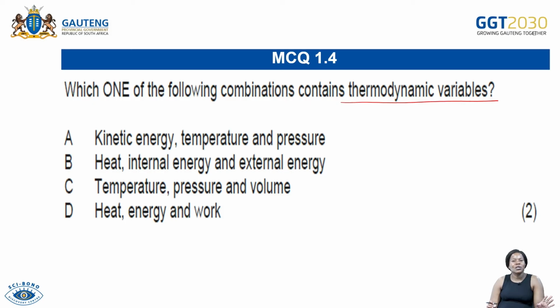Option C, temperature, pressure, volume, everything looks perfect in there. And then heat, energy, and work, no. So the correct answer is C, temperature, pressure, as well as volume. All right.